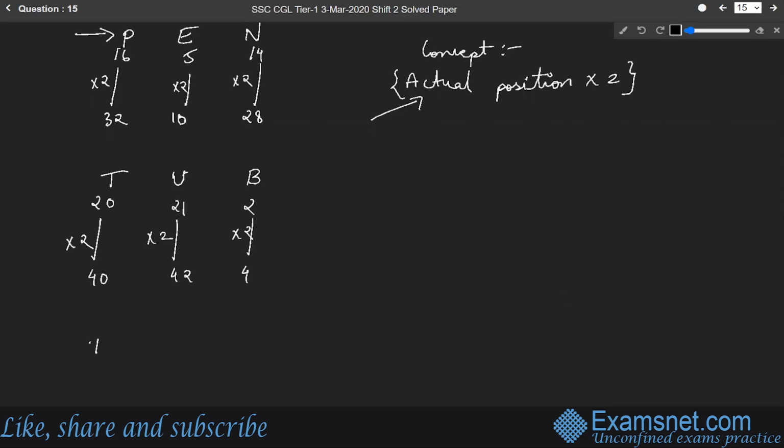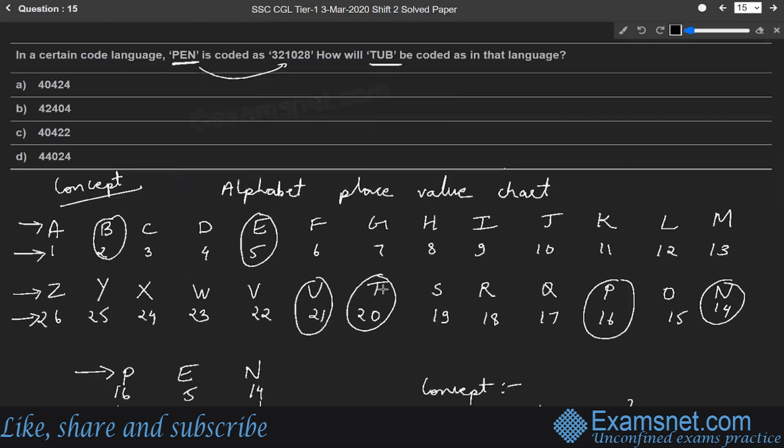So TUB will be coded as 40424. So this is the required code for the alphabet TUB. For this question, the correct answer is 40424. Now let us have a look at the options. Option A is 40424. So the correct option here is option A. I hope you are clear with this question.